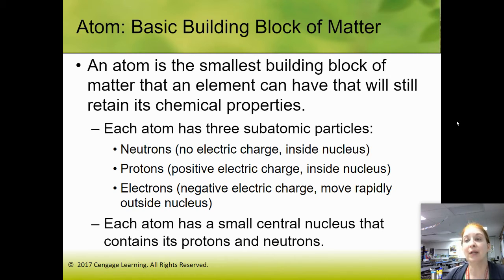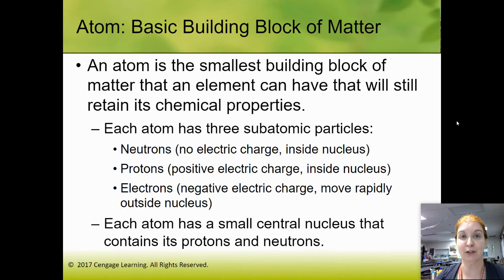Each atom has three subatomic particles. You have your neutrons, which have no electric charge, and they're found inside the nucleus of the atom, which is different than the nucleus of a cell, those of you who are using Google and Wikipedia to teach yourself these things. Protons are positive and also found inside the nucleus. Electrons have a negative electric charge and they move very rapidly all around outside of the nucleus. So protons and neutrons in the middle, electrons bouncing around the outside. So each atom has that small central nucleus that has its protons and its neutrons.